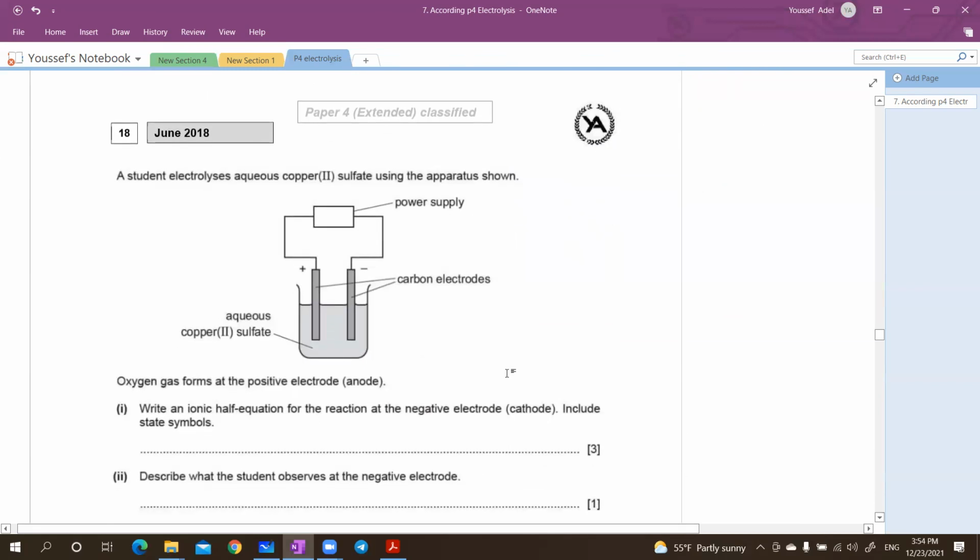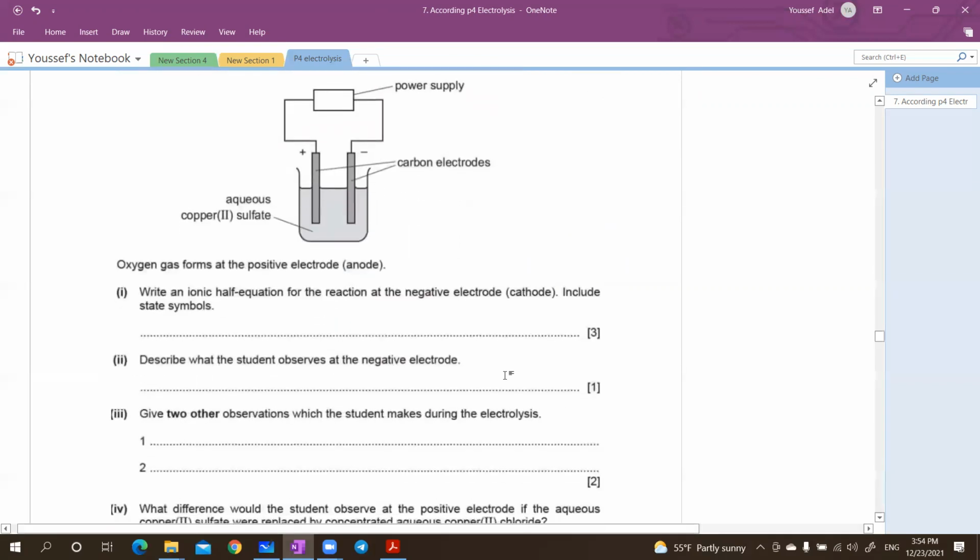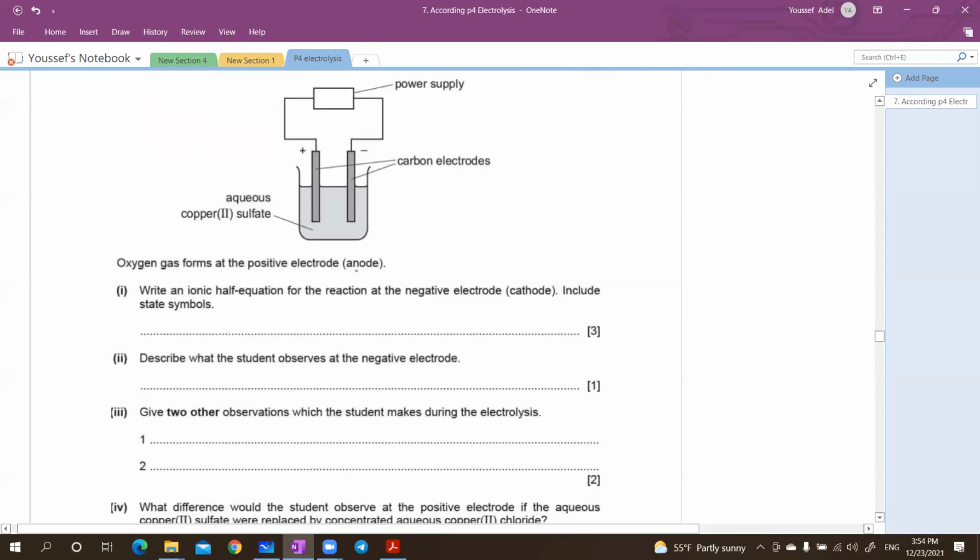A student electrolyzes aqueous copper sulfate using the apparatus shown. Actually, these are carbon electrodes, so they are inert. Oxygen is formed at the anode. Write an ionic equation for the reaction at the negative, at the cathode, and include the state symbols. So the copper ions will gain electrons to change to copper atoms, and the copper ions are aqueous. The copper deposits are solid.